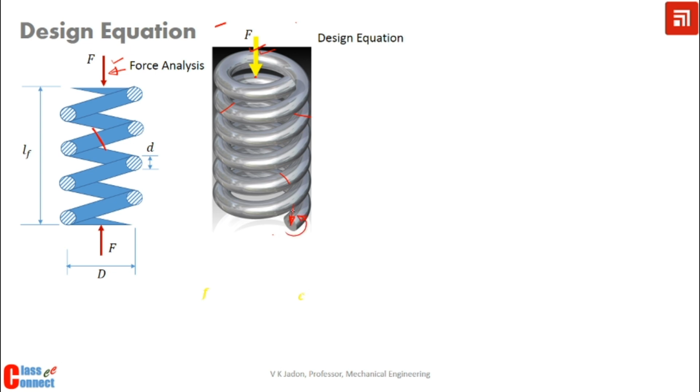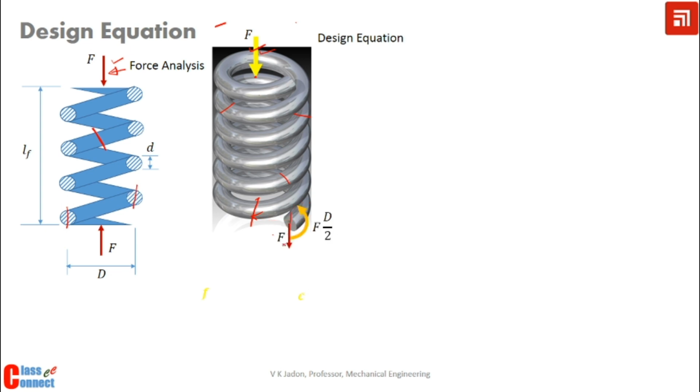So the value of this force is F, and this couple is F into D by 2, because the line of action of this force is through the axis, and the perpendicular distance between these two forces is equal to D by 2. We can see this coil diameter is given by this.